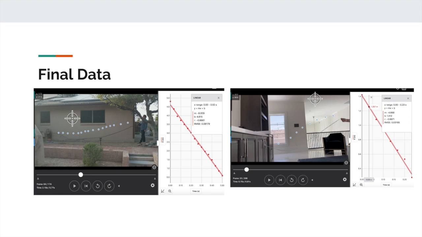The velocity of the rope was approximately 4.7 meters per second, and the velocity of the hose was approximately 8 meters per second. In the end, this showed that our prediction was correct. The rope with a larger tension also had a larger velocity.